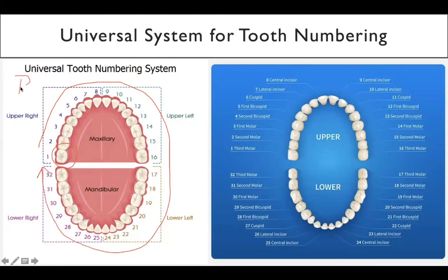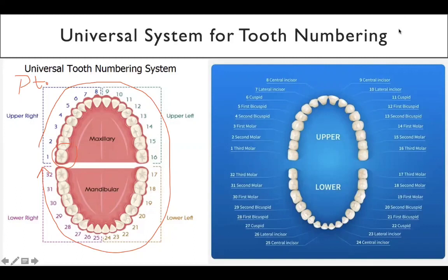This is the patient's right, and we go clockwise from the third molar, second molar, first molar, second premolar, first premolar, then we have the canine. Later we go like this, clockwise. It starts at the patient's upper right and ends at the patient's lower right.